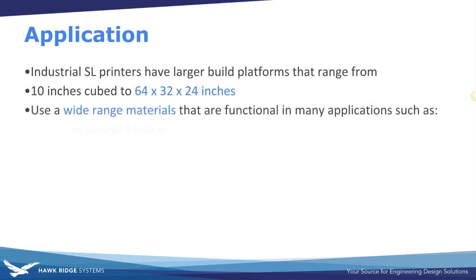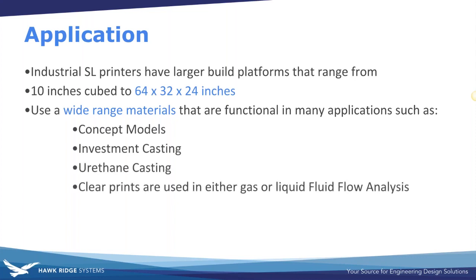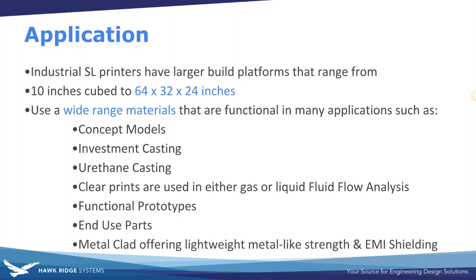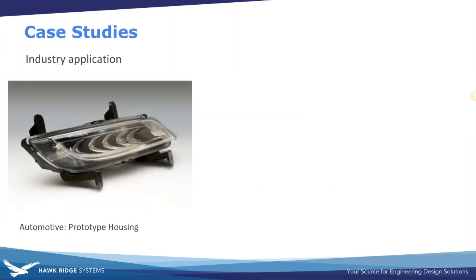Again, there's a wide range of materials. There's about 12 different materials just from one company called Somos. It's great for concept models, investment casting, urethane casting, clear parts, functional prototypes, end-use parts. And this last one is really cool. You can actually metal coat parts. So if you can't afford a metal printer, which many people can't afford one of those, you could get all the benefits of having an SLA printer, and then on the few times that you need a metal part, you could 3D print the SLA part and then metal coat it.